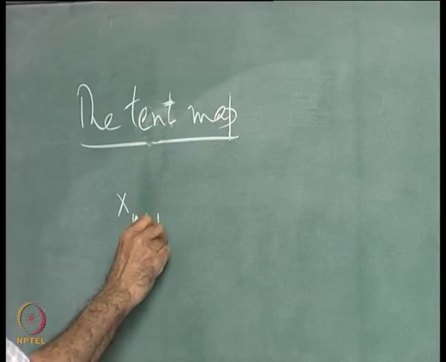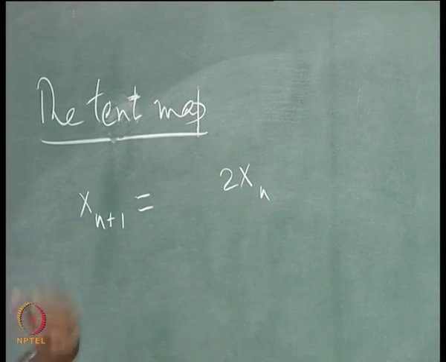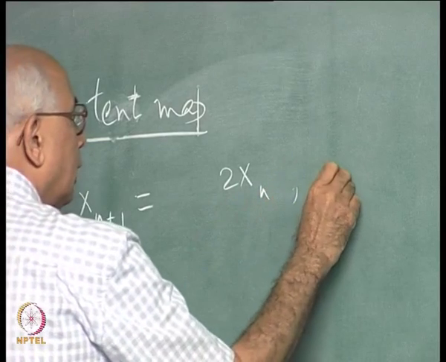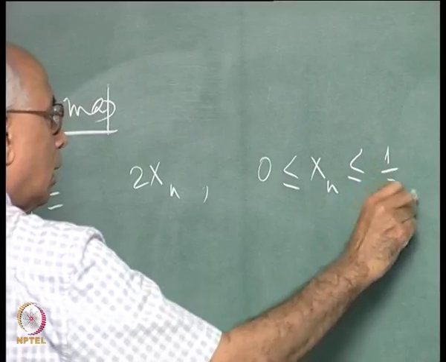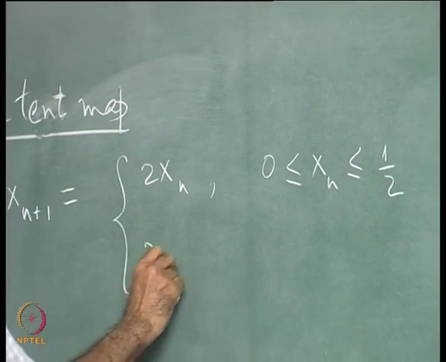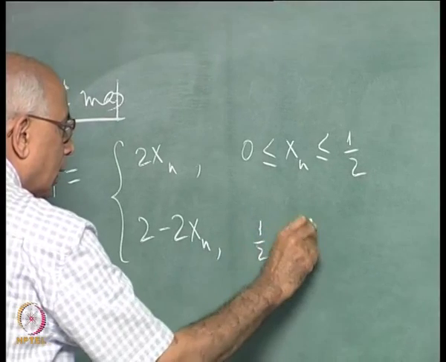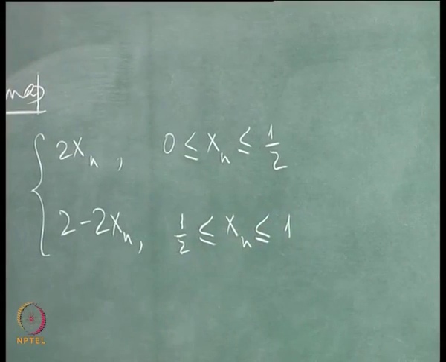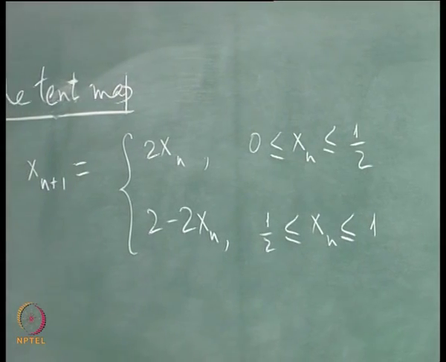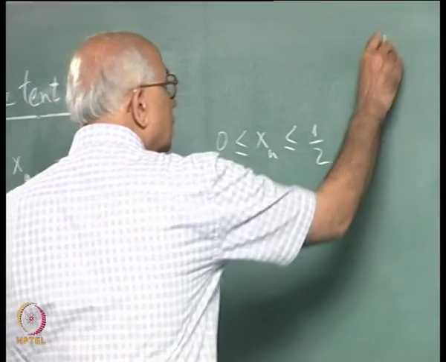It is given by the function x_{n+1} is twice x_n, the doubling map as before, provided 0 ≤ x_n ≤ 1/2, and it is 2 minus 2x_n for 1/2 ≤ x_n ≤ 1. It is again a map of the unit interval specified by this piecewise linear function. We can draw this map very easily.